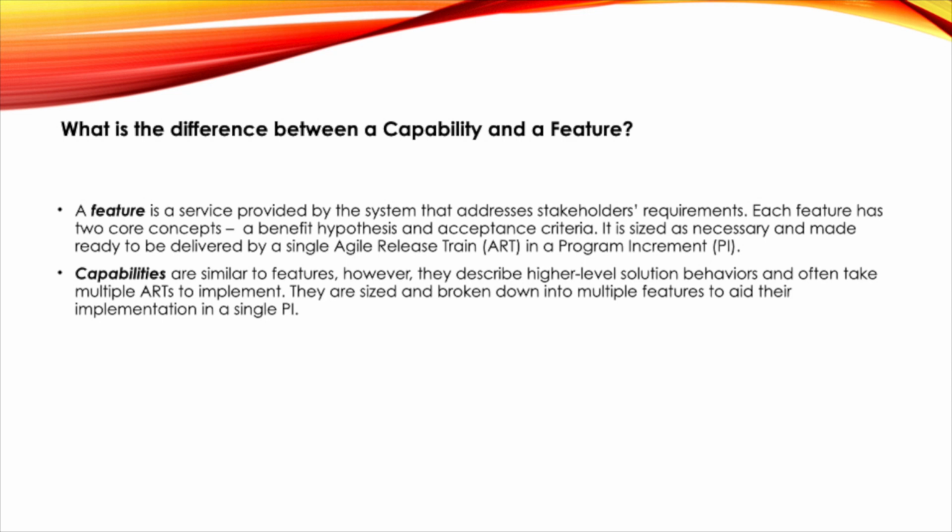What is the difference between a capability and a feature? A feature is a service provided by the system that addresses stakeholders' requirements. Each feature has two core concepts, a benefit hypothesis and acceptance criteria. It is sized as necessary and made ready to be delivered by a single Agile release train in a program increment.